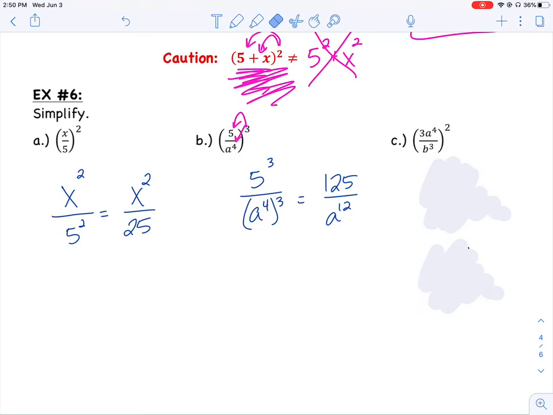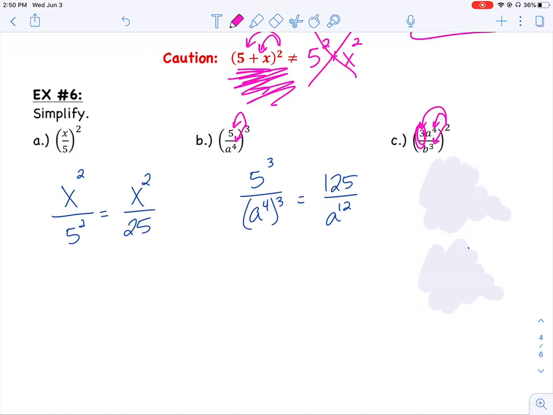All right, let's look at C. Now be careful. How many bases, how many things do you have to distribute that squared through? You should have 3. You should be squaring the 3 and squaring the a to the 4th and squaring the b cubed. A common mistake on this type of problem is students forget about this 3. They just leave him a 3 instead of making sure that you square him as well.